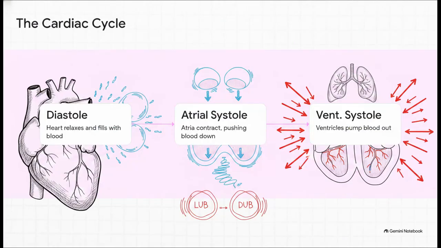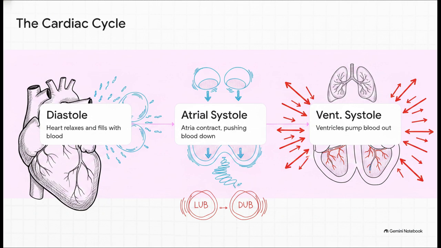To maintain this double circulation, the heart goes through a continuous rhythmic sequence called the cardiac cycle. Step 1 is diastole. That's the relaxation phase where the heart chambers just fill up with blood. Step 2 is atrial systole, where the top chambers, the atria, contract to push blood down into the ventricles. And finally, step 3 is ventricular systole. This is where those large lower chambers contract powerfully to push blood out to the lungs and the body.